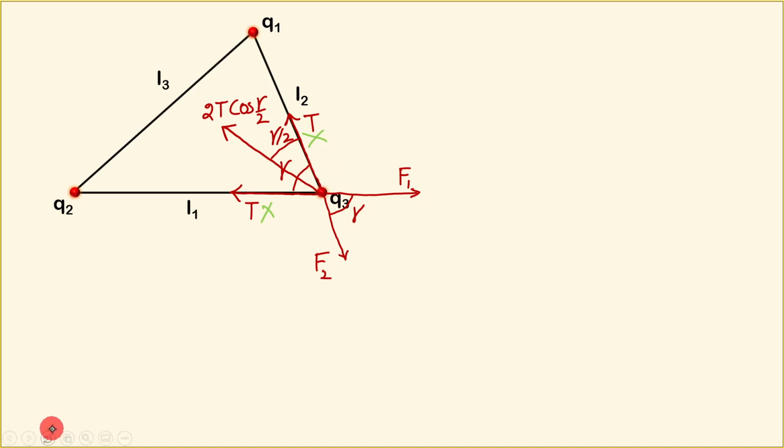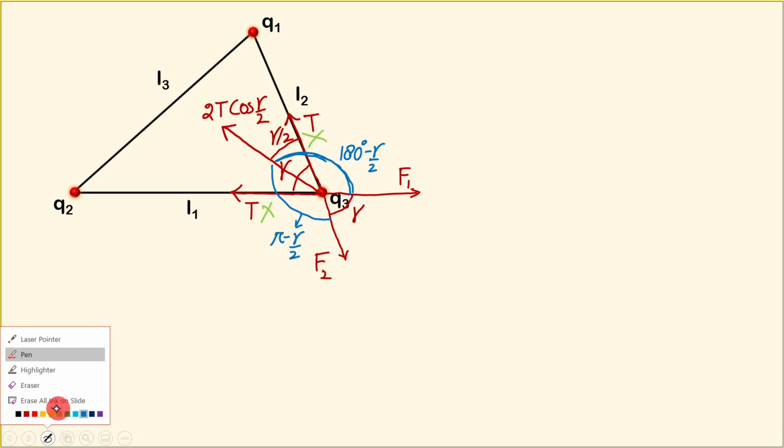Let me take blue color. The first angle will be this angle, between F1 and 2T cos(gamma/2). And this angle will be 180 minus gamma plus gamma by 2, which comes out to be 180 degrees minus gamma by 2. By a very similar argument, this angle is also the same, pi minus gamma by 2, or 180 minus gamma by 2. Now let's come to the calculation part here.